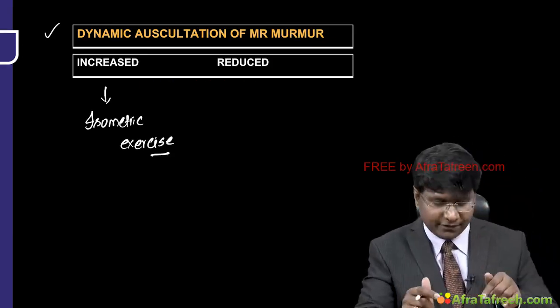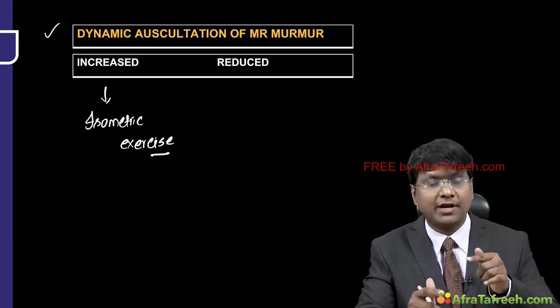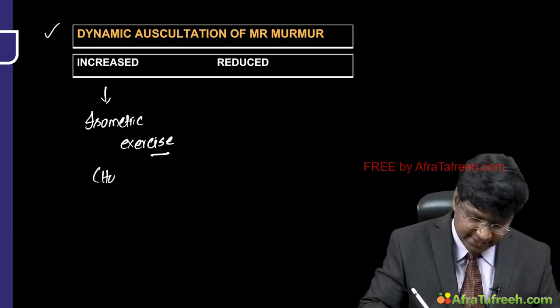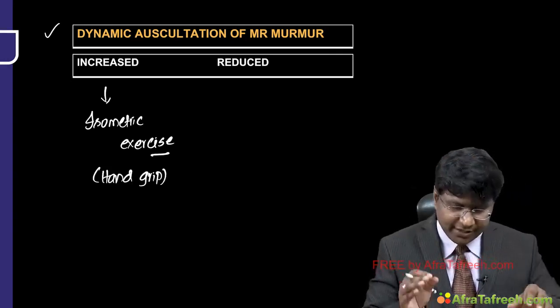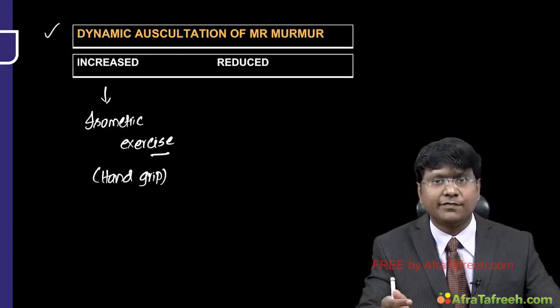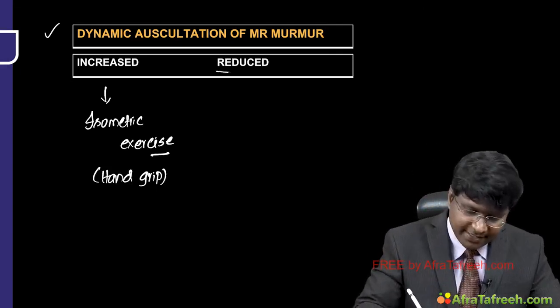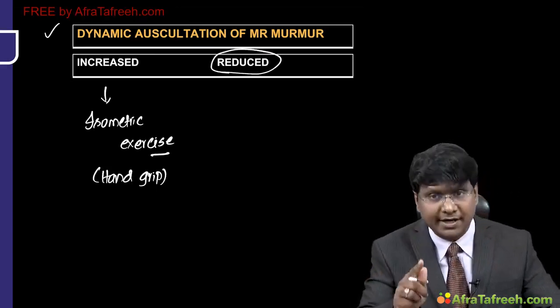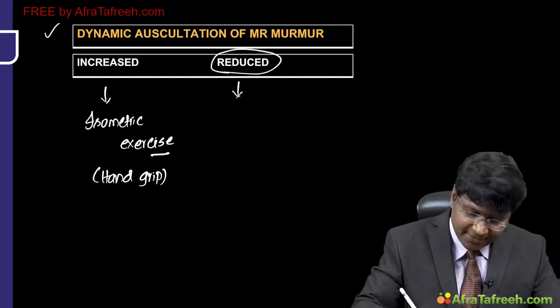Right, the intensity of the MR murmur increases upon isometric exercises, that is upon doing the hand grip. Upon doing the hand grip, the MR murmur increases. That is, the systolic murmur of chronic MR increases. But the MR murmur will be reduced when the LV volume reduces.